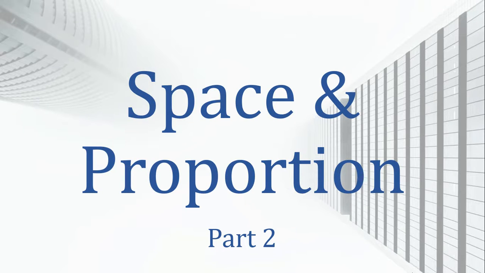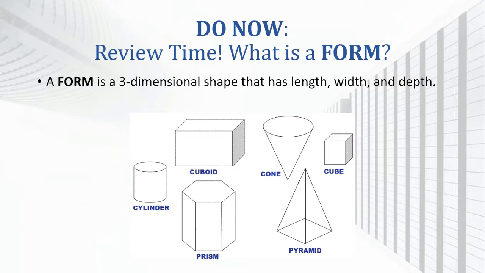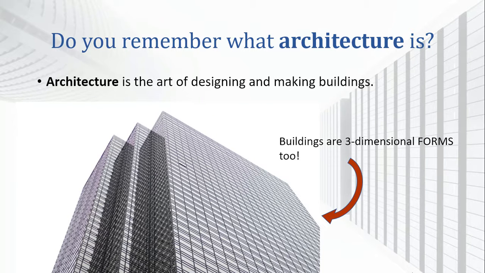This week we're continuing our lesson about space and proportion. Let's do a quick review. Do you remember what a form is? A form is a three-dimensional shape that has length, width, and depth. Do you remember what architecture is? Architecture is the art of designing and making buildings.